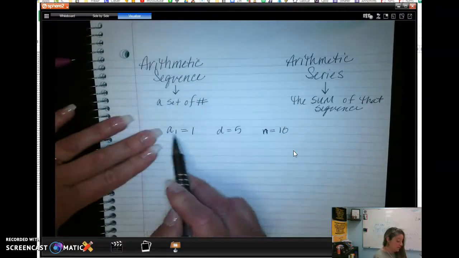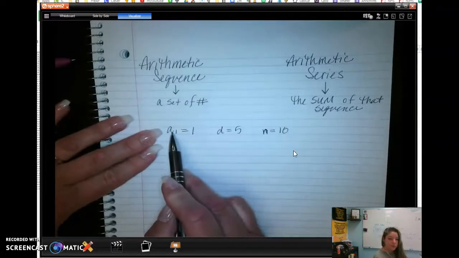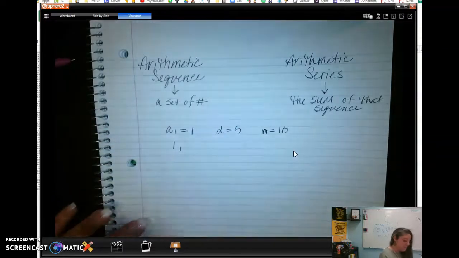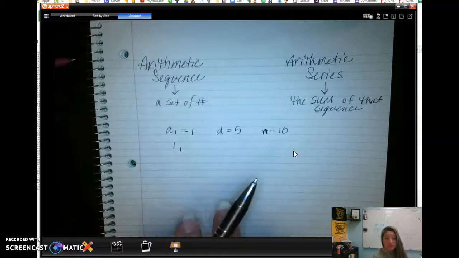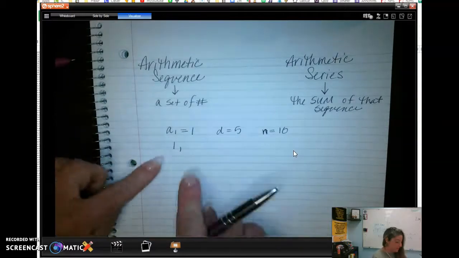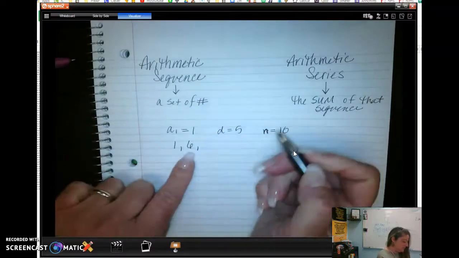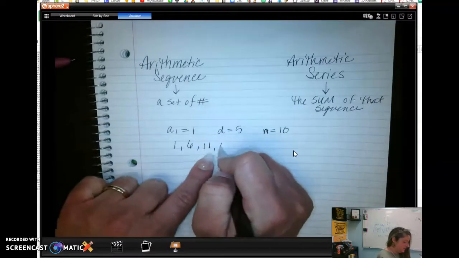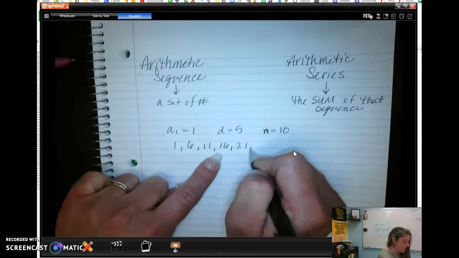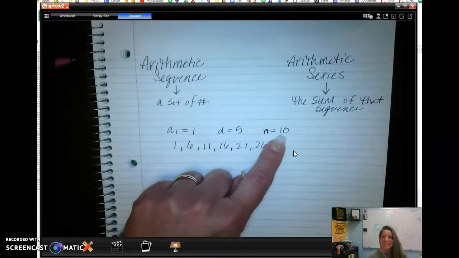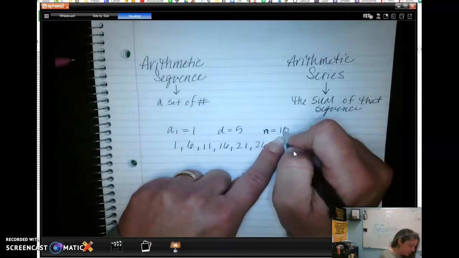So let's go do that. A sub 1 means it's the first term. So the first term in the sequence is 1. My difference is 5. So that means I'm going to be adding 5 every time. So if I add 5 to this, I'm going to get 6. If I add 5, I get 11, 16, 21, 26. But I need to stop when I get to the 10th term. That should be a 10, okay?